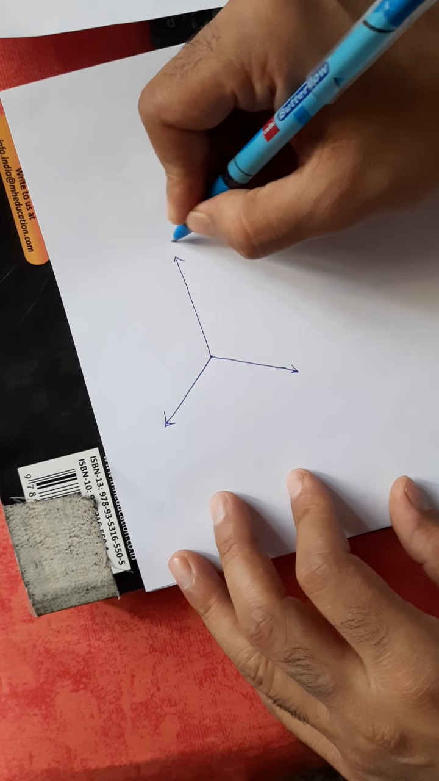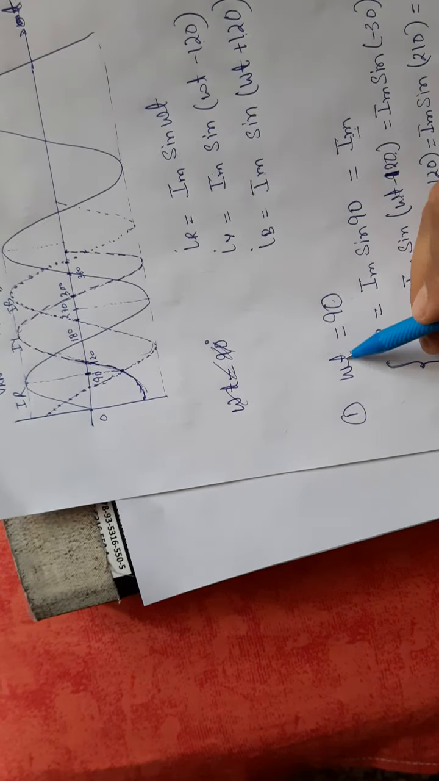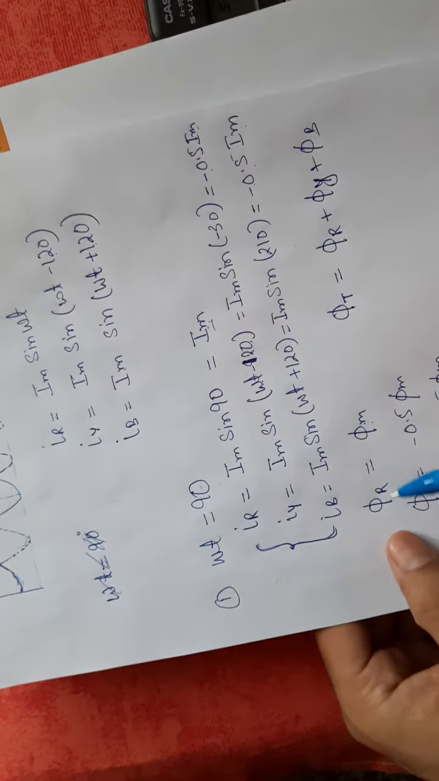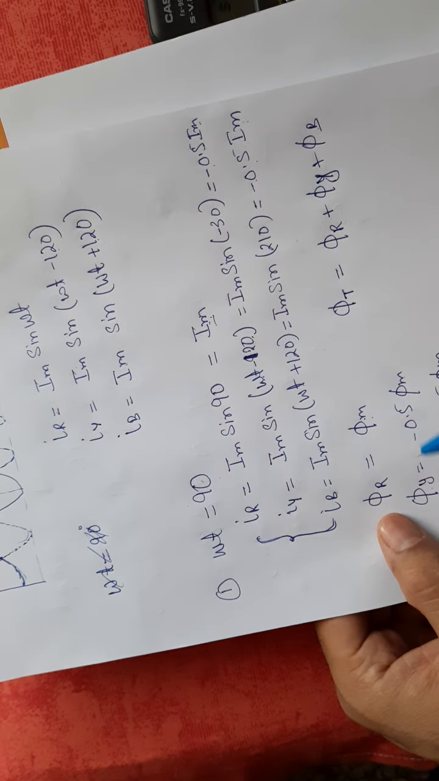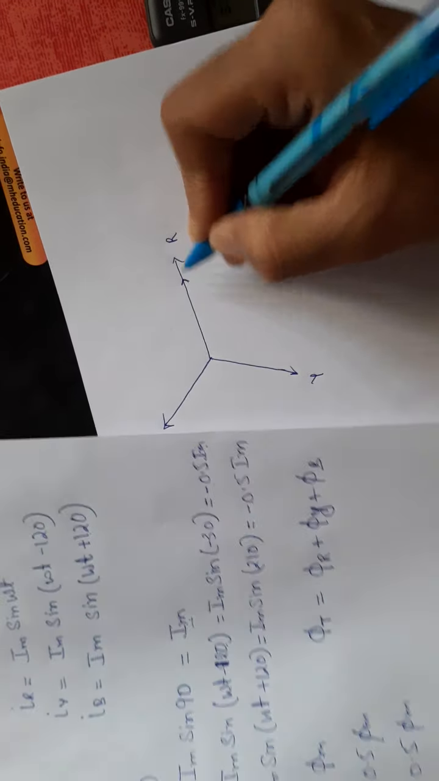So this is my R, this is Y, this is B. So when omega t is equal to 90, what is the flux in the R winding? It is R phase, phi R, maximum flux. It is here, I am saying it is phi max. So what is the flux in the Y winding?